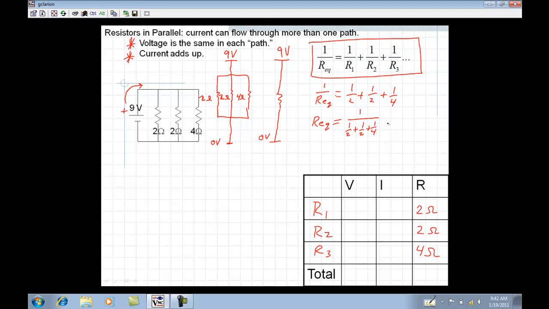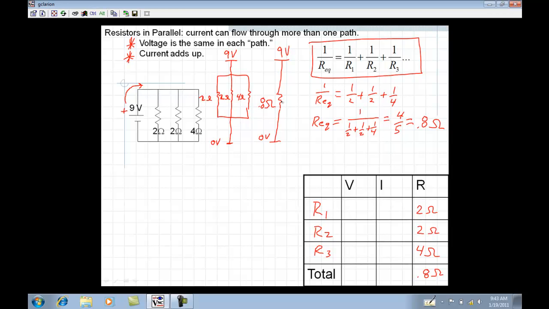Okay, can someone give me a value for that? What is it? 4/5, the whole thing, R equivalent? Okay, remember we always write things out in decimal form, so that's going to be 0.8 ohms. Okay, so for my total resistance, I'm going to put 0.8 ohms down in my VIR chart, and I'm going to label this 0.8 ohms.